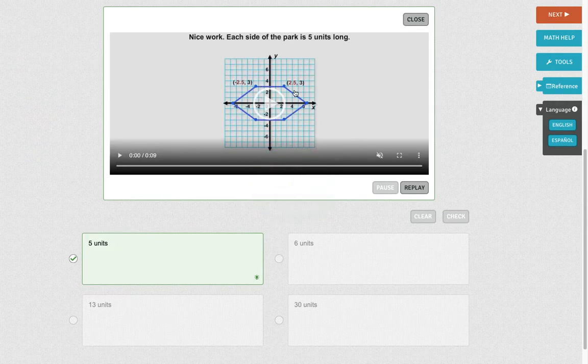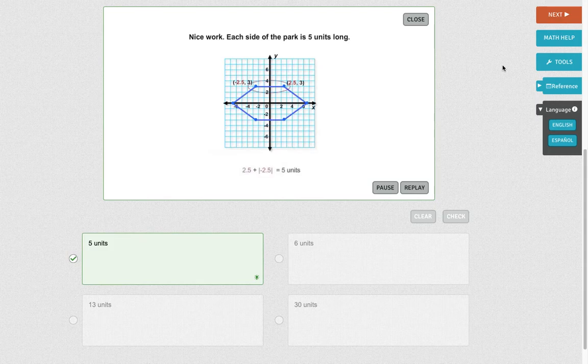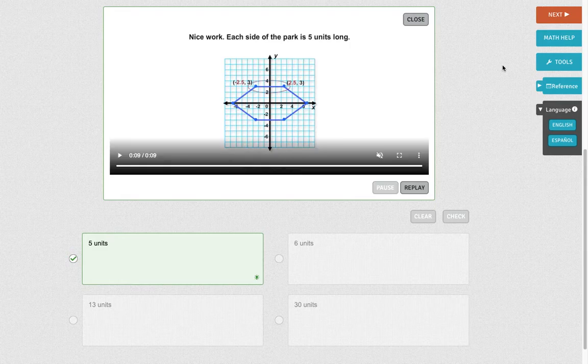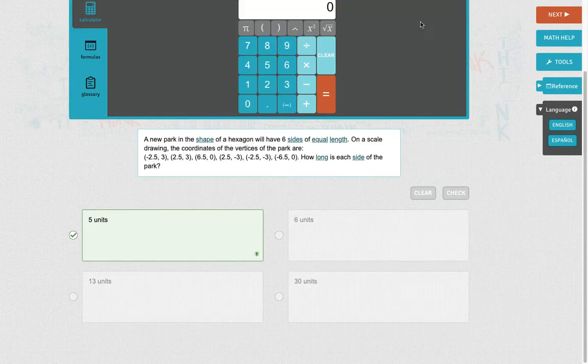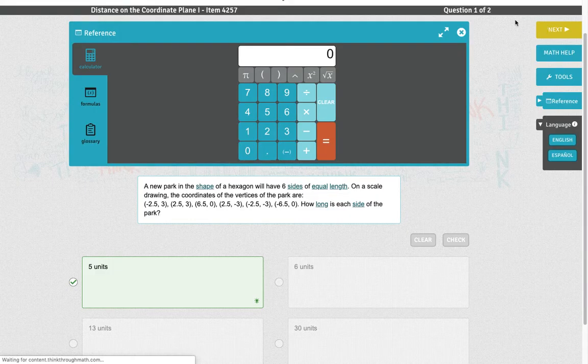Again, remember they have the videos here for you if you need them, so you can watch the video. Just a reminder, we are talking about the absolute value of negative 2.5, or the distance from 0. Remember, absolute value means distance from 0, so the absolute value of negative 2.5 would be 2.5, or 2.5 away from 0. Then we would move on to the next question.